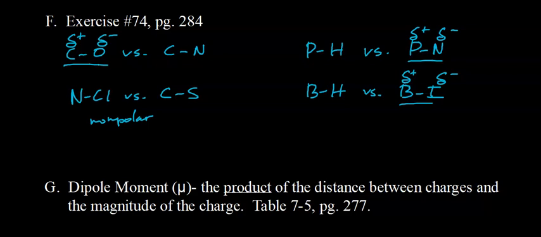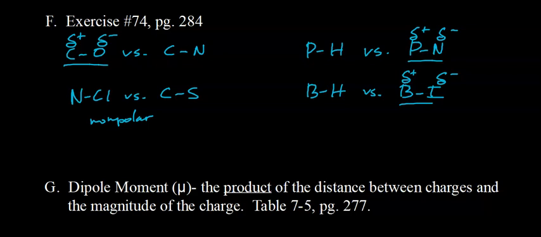PH versus PN. PH, I believe, is nonpolar. Both phosphorus and hydrogen have an electronegativity of 2.1. So PN is more polar, nitrogen having a higher electronegativity than phosphorus, so delta negative for the nitrogen end. Then lastly, BI, the bond between boron and iodine, is more polar than the bond between boron and hydrogen. The bond between boron and hydrogen, that difference in electronegativity is 0.1. We would classify that as nonpolar.